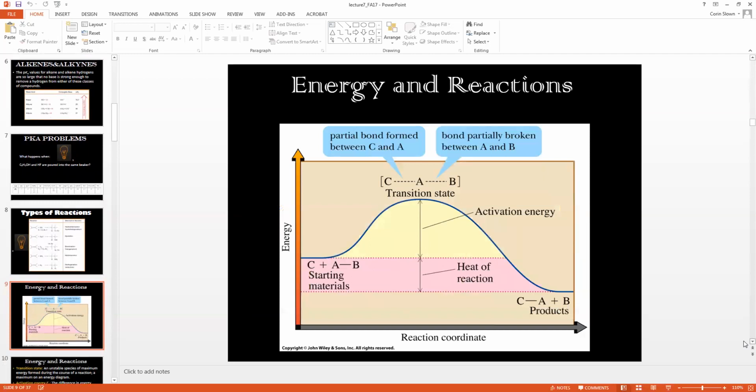When we consider energy in reactions, we're looking at the energy of our starting materials, the energy of a transition state, and then the energy of our products. One of the ways that we can parse a reaction is the heat of the reaction. That's the difference in energy between the starting materials and the products. And then the activation energy. That's the amount of energy, or the hill, that your starting materials would have to climb in order to transform through a transition state into the products.